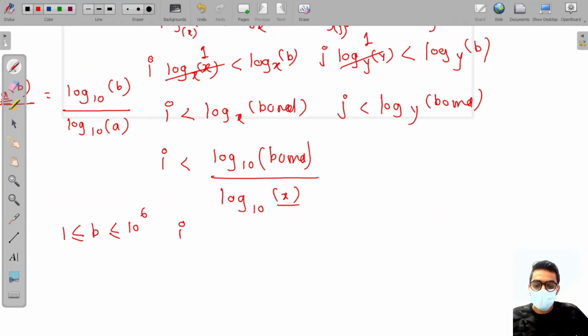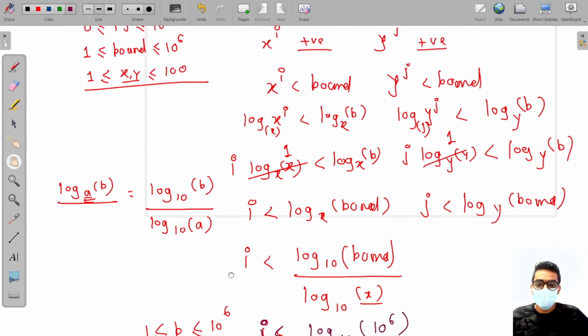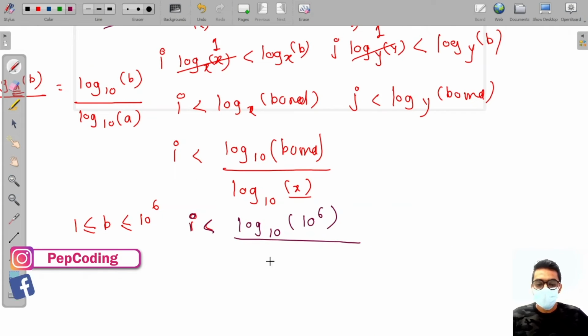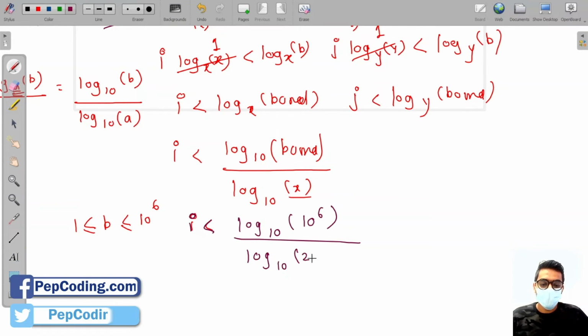So the maximum that we can take here, let's change the pen color, is log to the base 10 of 10 raised to 6. And in the denominator, log to the base 10 of x. So we have to take the minimum number that x can start with, that is 1. But if we take a power of 1, that means 1 raised to any number, it will give us 1 as a value. So it will not give us a different number of combinations. For avoiding that, we are going to use 2 as the minimum value. So log to the base 10 of 2.